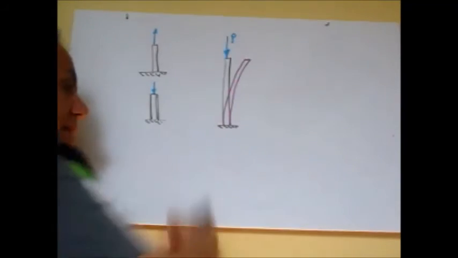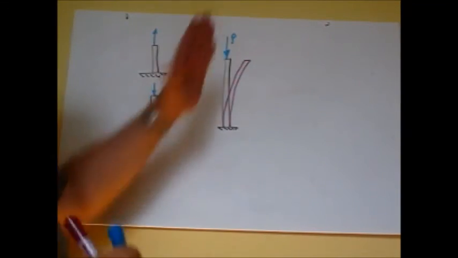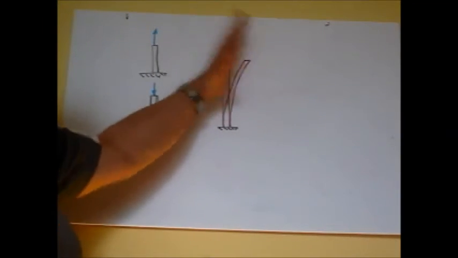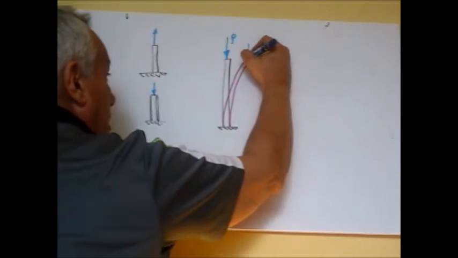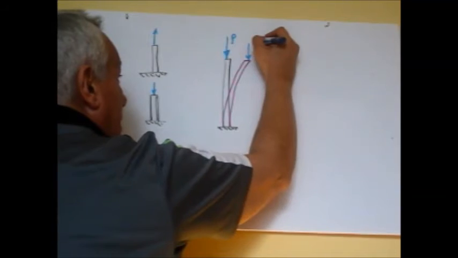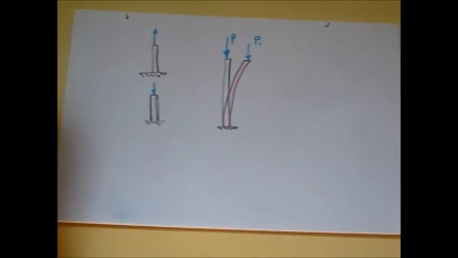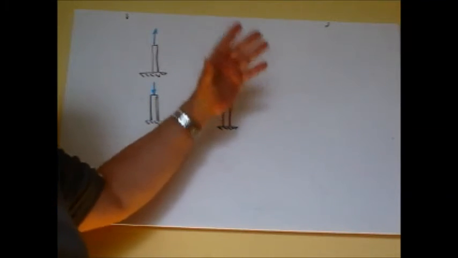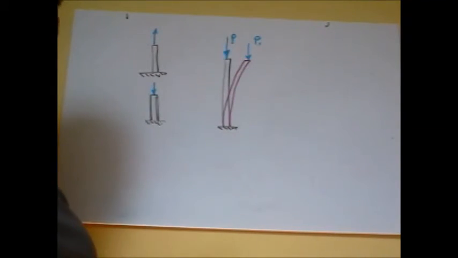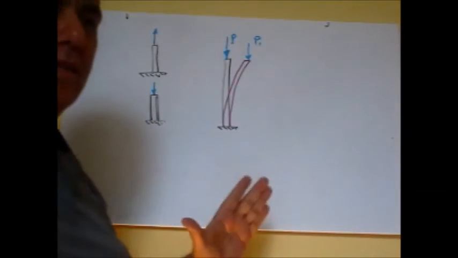If I keep increasing this load, and then decrease this load, the rod is going to come back to the initial position. So if I start from the force P and go to the value P1, it's going to lose the axle but come back to this position.